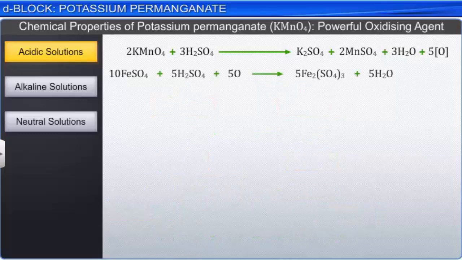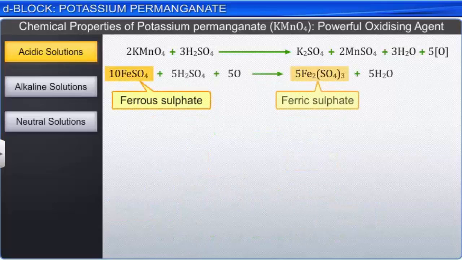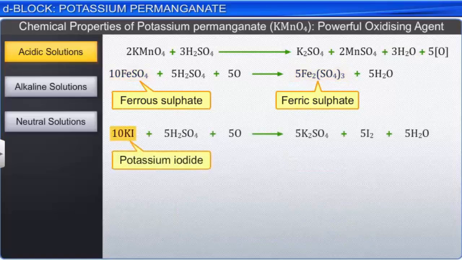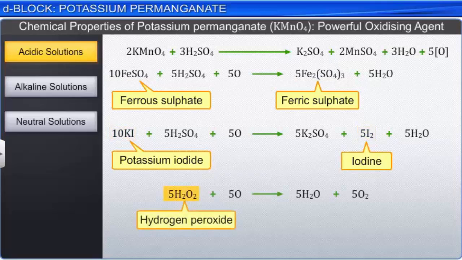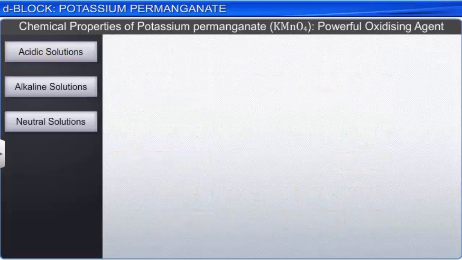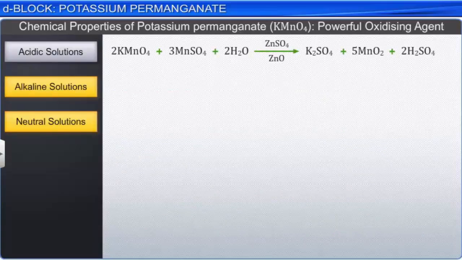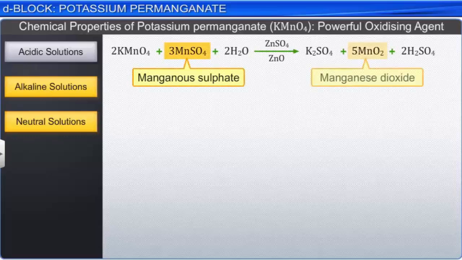In a neutral or fairly alkaline medium, it oxidizes manganese sulfate to manganese dioxide in the presence of zinc sulfate or zinc oxide as catalyst, potassium iodide to potassium iodate, sodium thiosulfate to sodium sulfate, and nitrotoluene to nitrobenzoic acid.